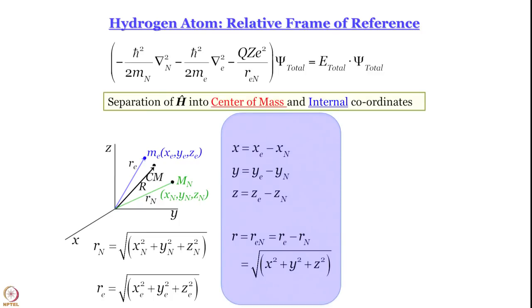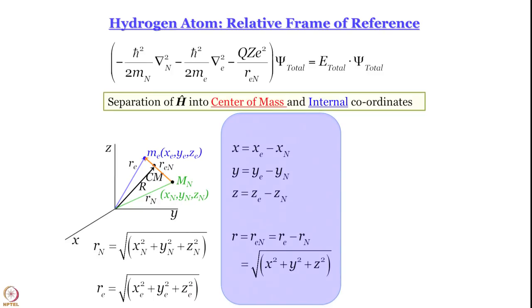So, what we do is we define this kind of a system, where x is equal to x e minus x n, y equal to y e minus y n, z equal to z e minus z n. What is that? Just think of the x coordinates. If this is the x coordinate of the nucleus, this is the x coordinate of the electron, x e minus x n essentially is the separation of the electron and the nucleus in the x direction. y e minus y n is the separation between electron and nucleus in the y direction, same for z. And this separation is the important parameter when you talk about potential energy. This separation is important when you talk about the motion of the electron with respect to the nucleus, relative motion.